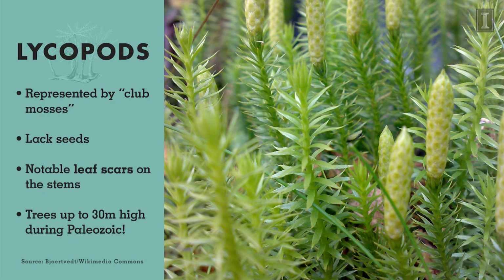All right, moving on. Our next plant in Flora 1 are the lycopods, and these are club mosses. A low-growing plant that lacks seeds, but they do have notable leaf scars on their stems. What's interesting to me is that these lycopods actually grew to 30 meters high during the Paleozoic. So we actually had trees of these lycopods with huge stems and these leaf scars. We do have evidence of that. All right, that's what we need, evidence, right?